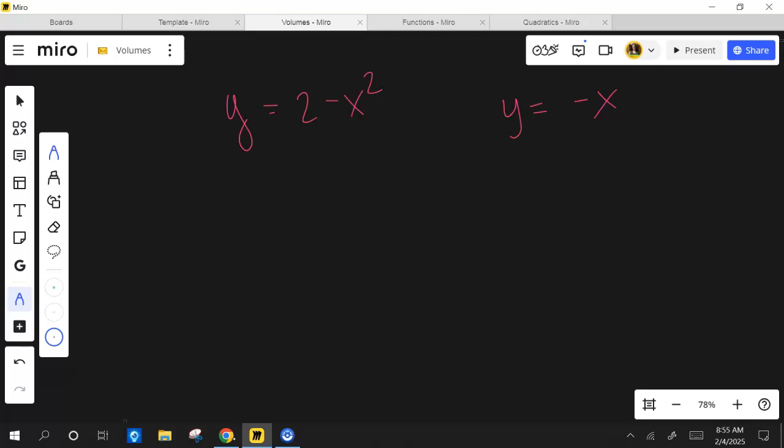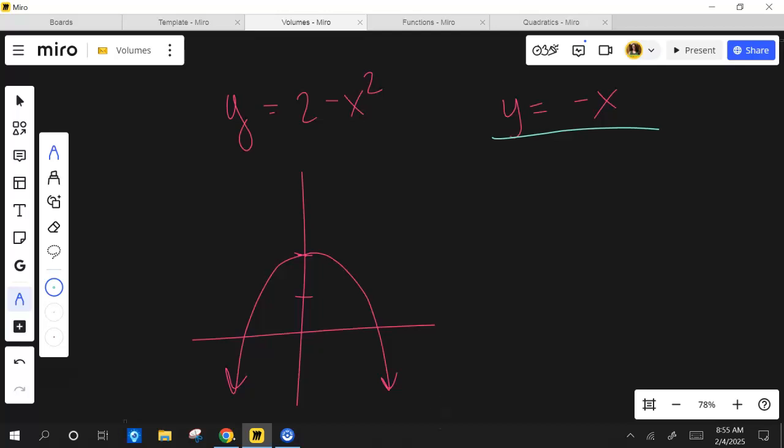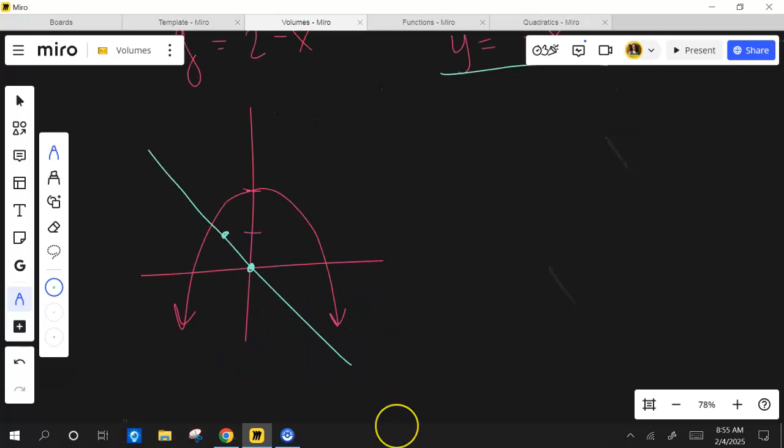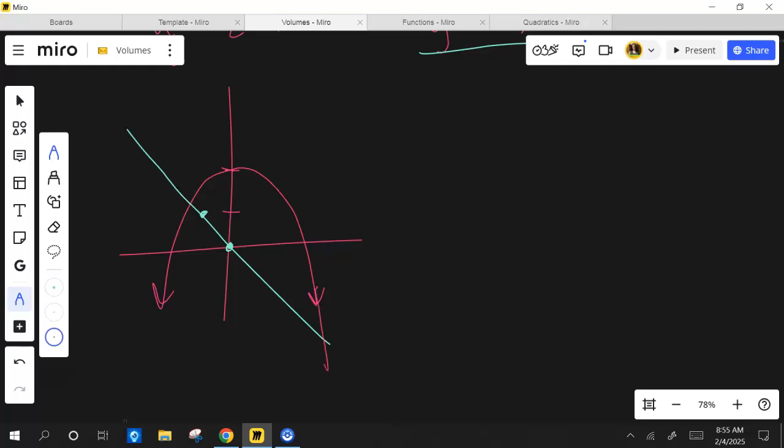What do they look like if you graph them? This is a quadratic that's going to cut up and down. Y equals negative x, through 0, 0. It's a down slope, over 1, down 1. Oh, it's going to be that little cut through.